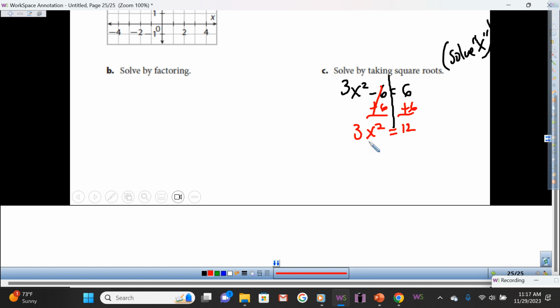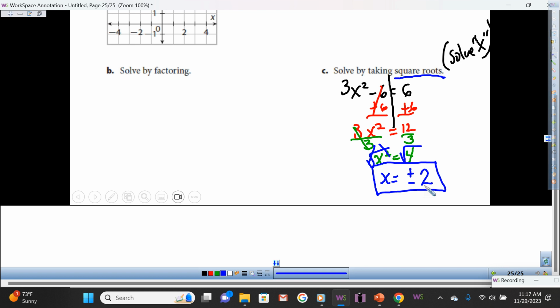I'm still not done. I still need to leave x by itself. So what do I do next, Rebecca? Divide by 3, divide by 3. I have x squared equals 4. And the last step, since this is called what? Square roots, what do we have to do? Square root and square root. So this cancels the squared, so we're left with x. What is square root of 4? No. Plus and minus 2. So 2 answers. Positive 2 and negative 2.